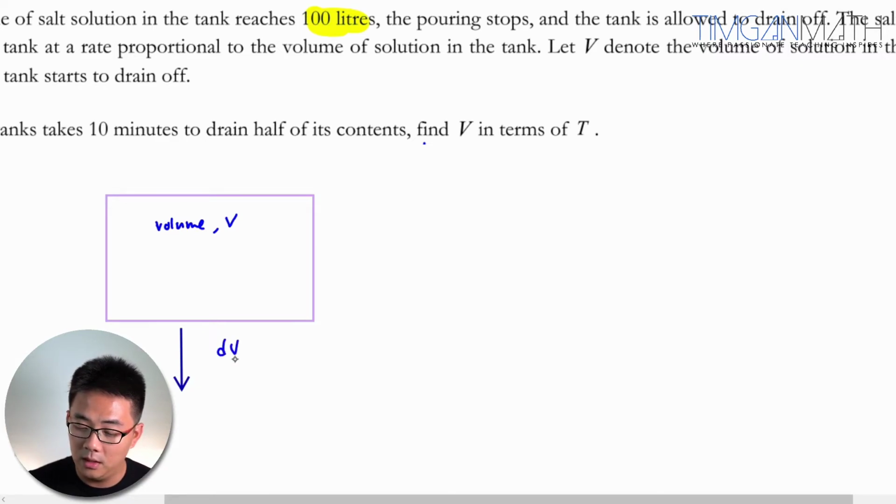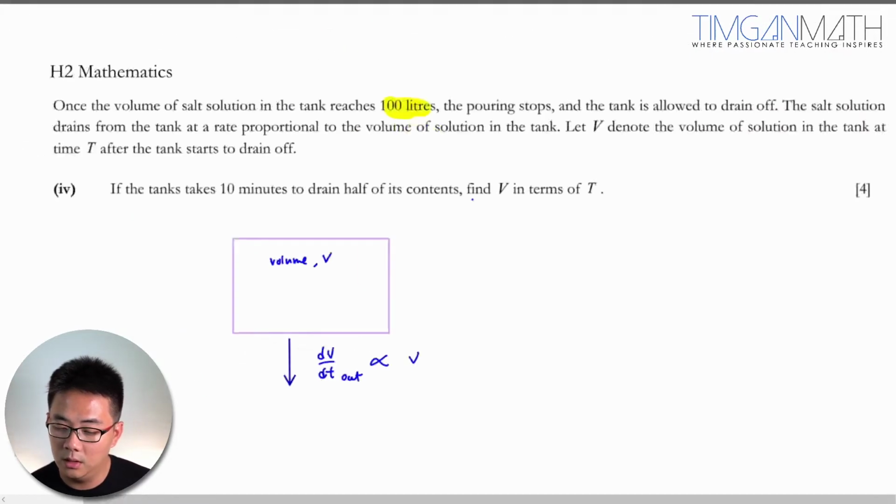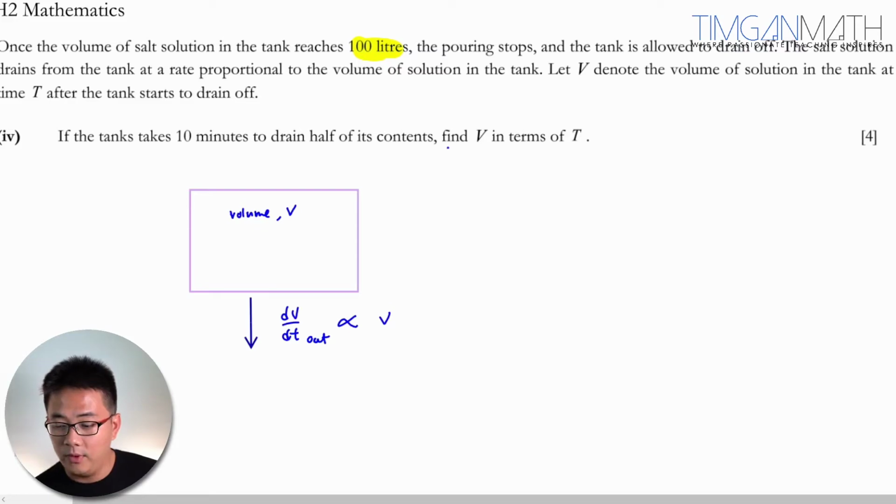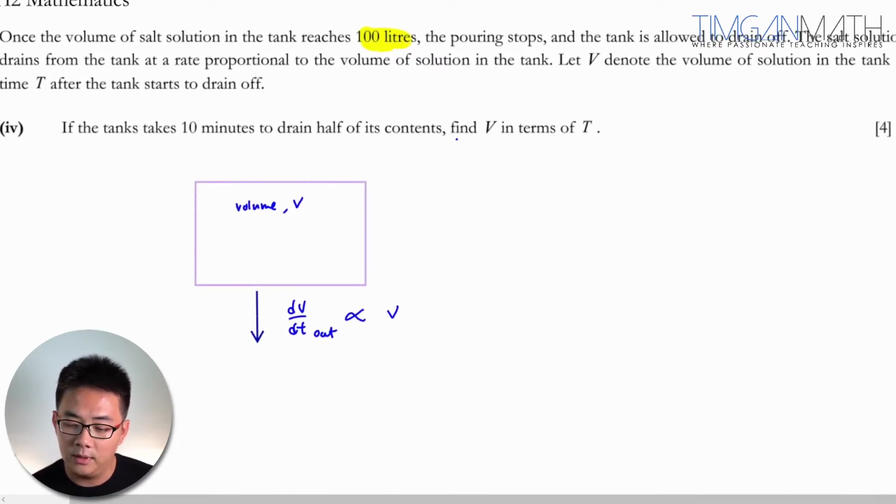This dV/dt is going out at a rate proportional to V. The tank drains at a rate proportional to volume. V denotes the volume of solution in the tank at time t after the tank starts to drain off. It takes 10 minutes to drain half of its contents. So find V in terms of t.